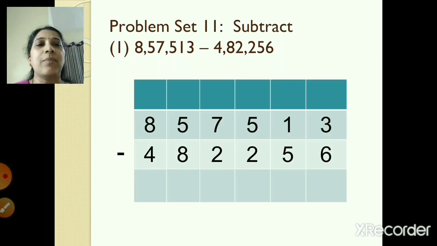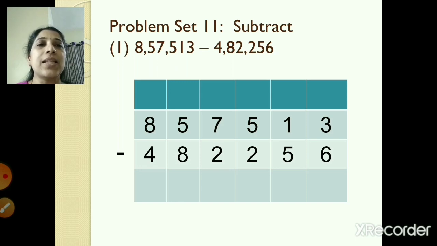So your first sum is 8,57,513 minus 4,82,256. So let's arrange them as per their places. 8,57,513. So 3 in the units place, 1 in the tens place, 5 in the hundreds place, 7 in the thousands place, 5 in the 10,000s place and 8 in the lakhs place.